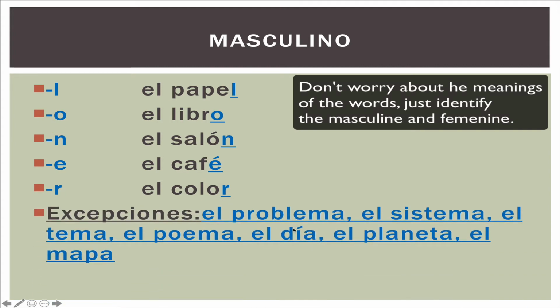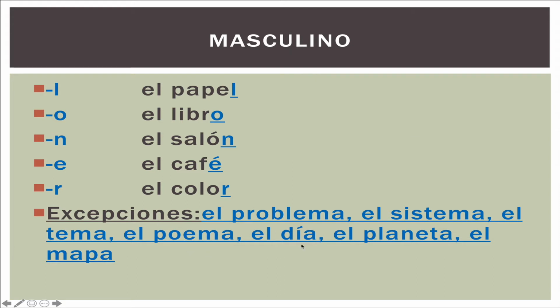Okay? There are exceptions to the rules that you need to memorize. You'll be learning as you go. But for now, you should remember these 7. El problema, el sistema, el tema, el poema, el día, el planeta, y el mapa.